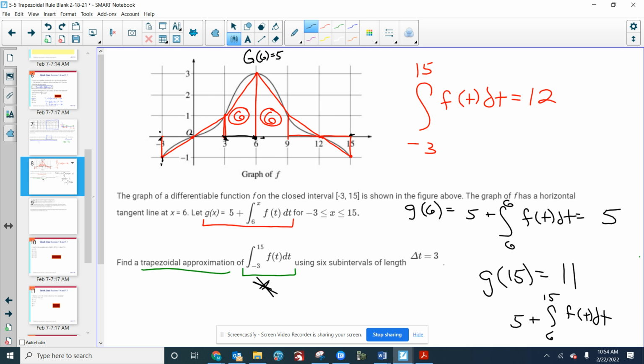Did it ask where I am? Did it ask g of this? No, it just said find the area. If I wanted to know where I was at 15, I would need to know a position along the way. That's why they told you 5 plus. Please tell me you understand part of that. Okay, good.